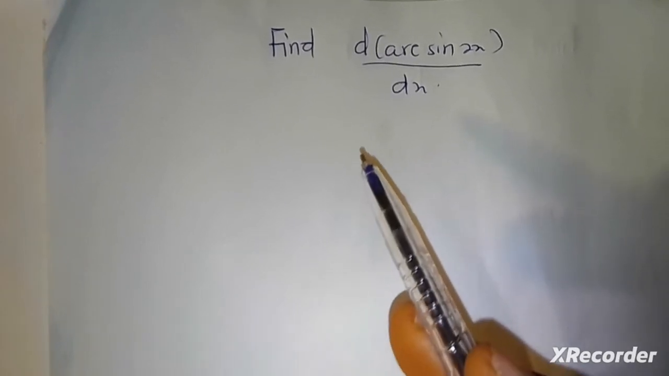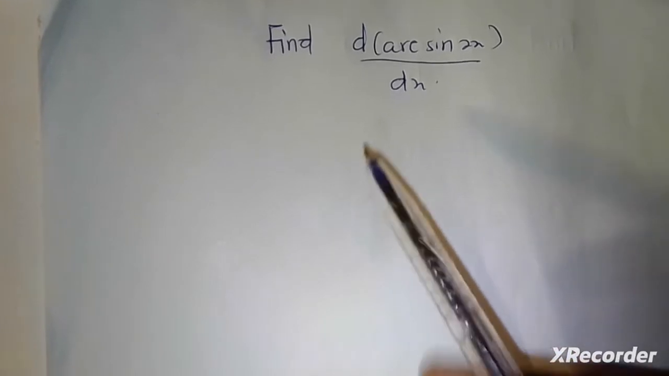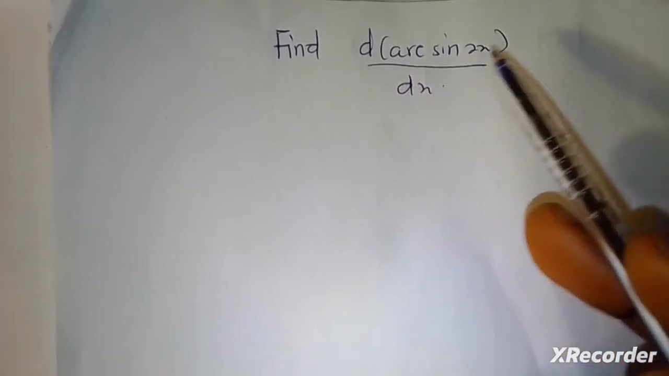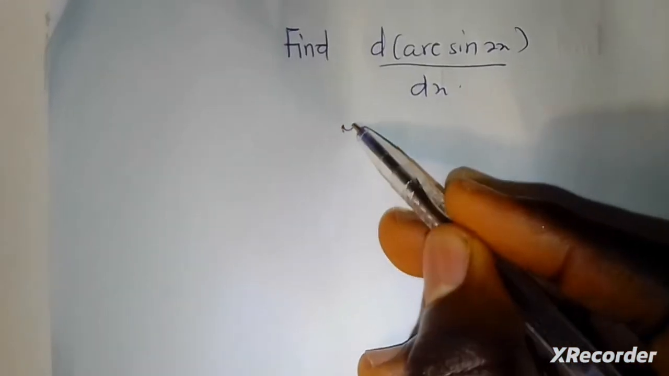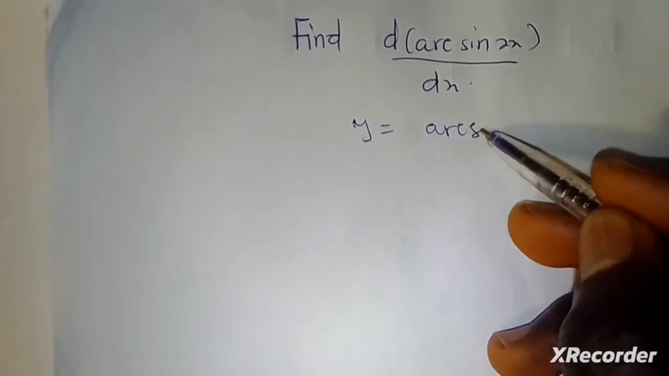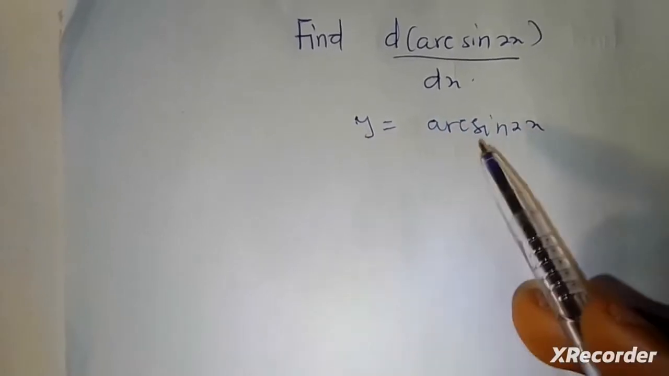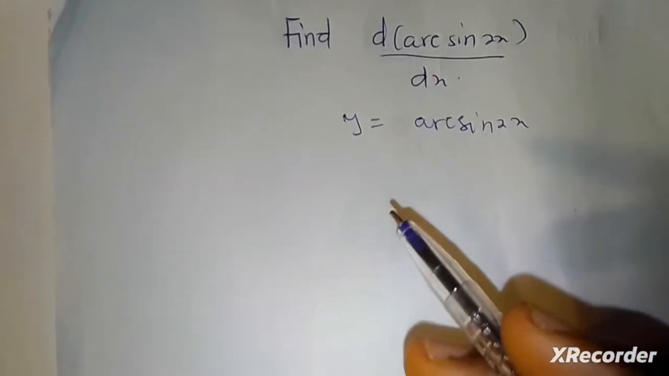Now let's follow this to the end so that you get a full understanding of the problem we have on board. So we say find d of arcsin 2x over dx. That is, we are differentiating the function y is equal to arcsin 2x. So if you differentiate this function, the result is what the question is demanding from us.